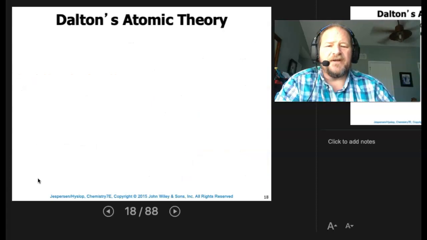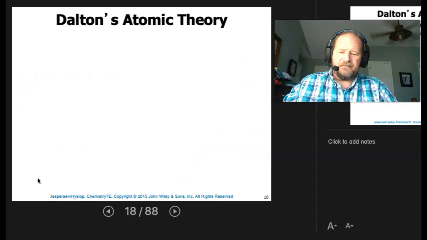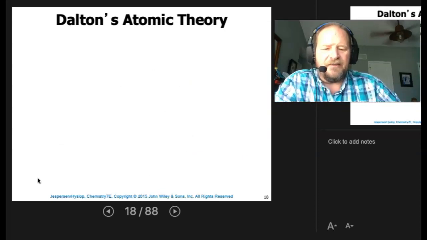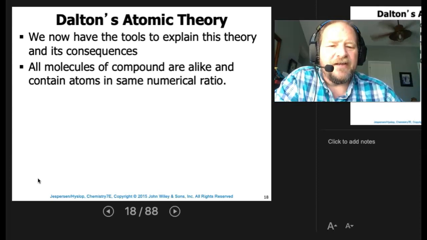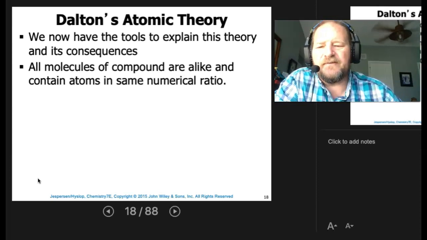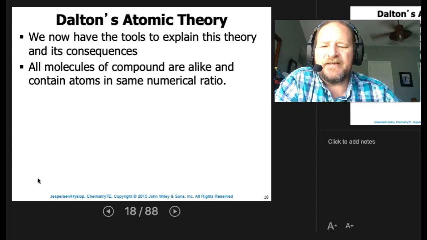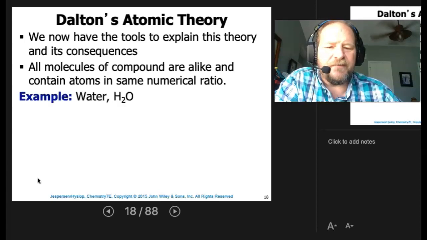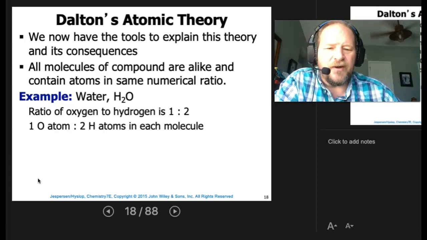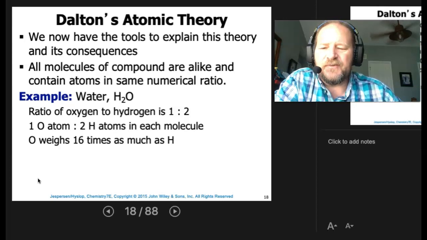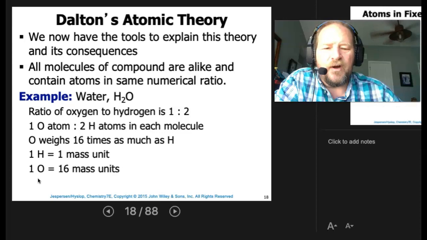All right, that's going to bring us to Dalton's atomic theory. So we're going to start to put together how the history of all this works together. So we now have tools to explain the theory and its consequences. All molecules of compounds are alike and contain atoms in the same numerical ratio. For instance, water is H2O and it's always 1 to 2, right? So there's always going to be 2 hydrogens to 1 oxygen. Oxygen weighs 16 times as much as hydrogen. Hydrogen is 1 mass unit, where oxygen is 16.